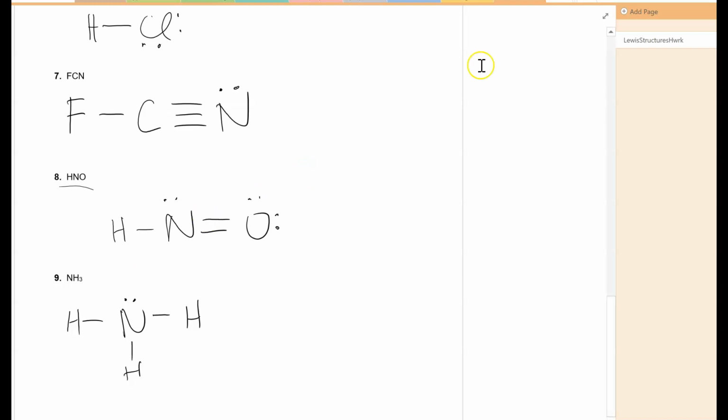Okay, the next thing we have, and the last thing that you need to know for the quiz that's going to be the day before Thanksgiving, is naming. And so we're going to start with ionic compounds, and then we'll move on to covalent.